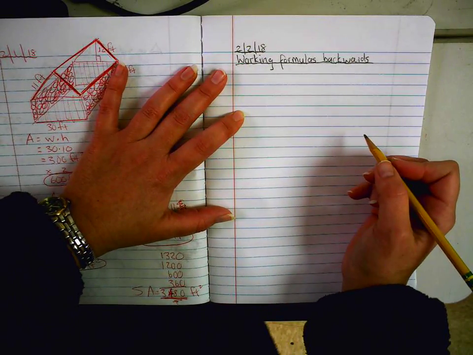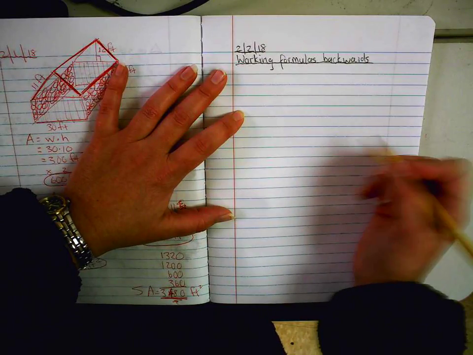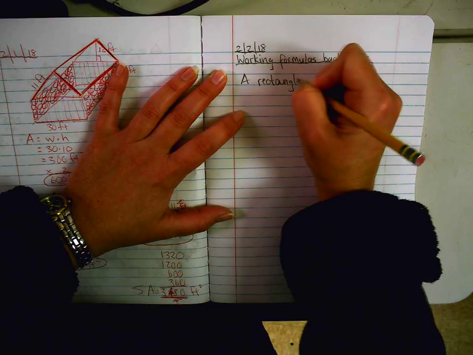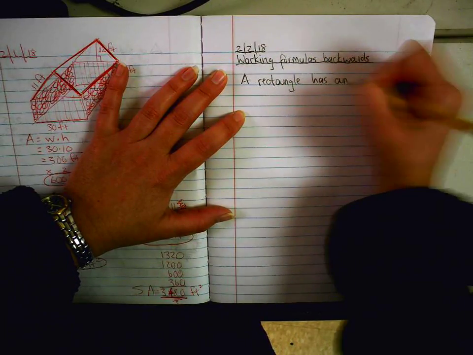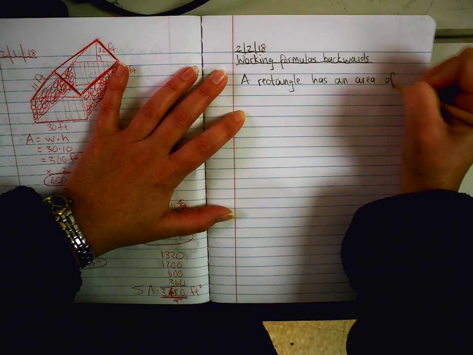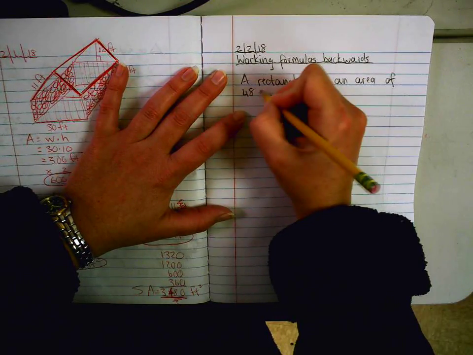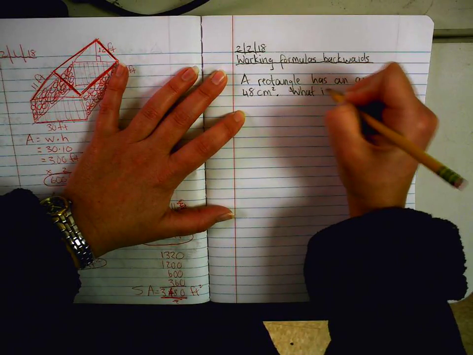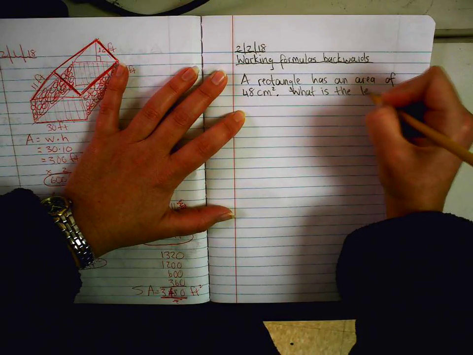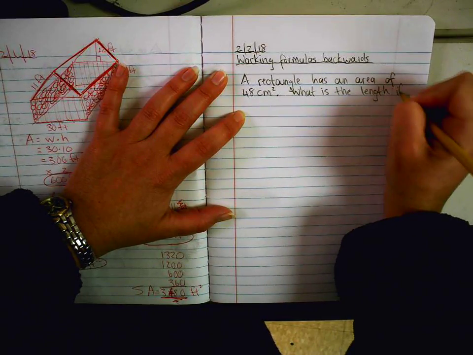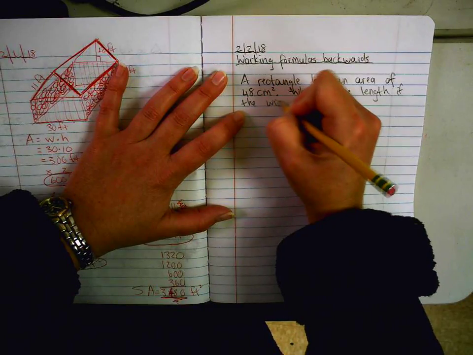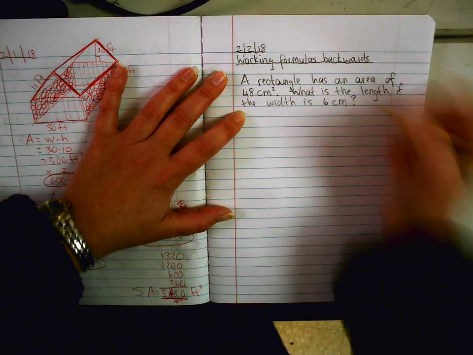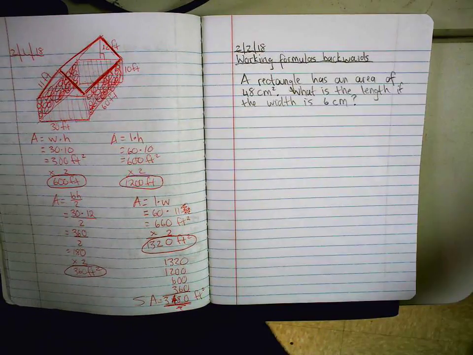Let's say you have the following information. A rectangle has an area of 48 square centimeters. What is the length if the width is 6 centimeters? Now many of you would go immediately, that's easy, it's 8, it's 48 divided by 6.